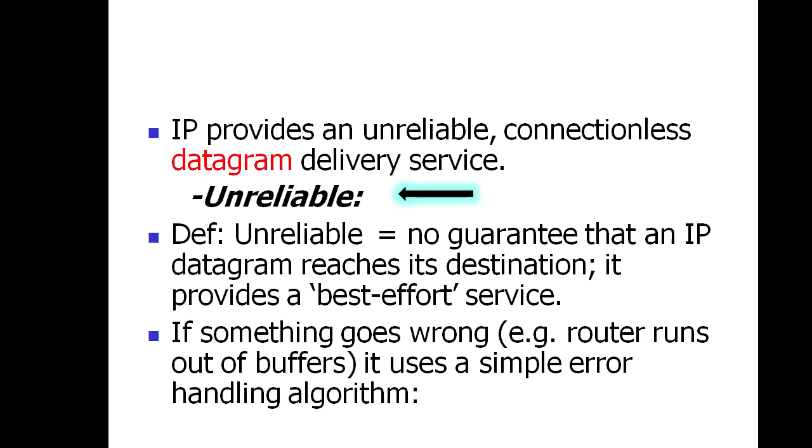And we looked at unreliability last term, in the context of, well, what we were interested in was how to build a reliable protocol. What features does a protocol have to have? What rules need to be followed if you are to attempt to guarantee that the datagram or the packet you sent to the receiver arrives? So a definition of unreliable simply means that there's no guarantee that an IP datagram reaches its destination, but it does provide a best effort service. And in contrast to IP, TCP gives you reliability.